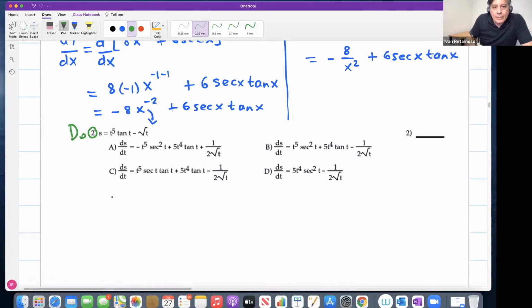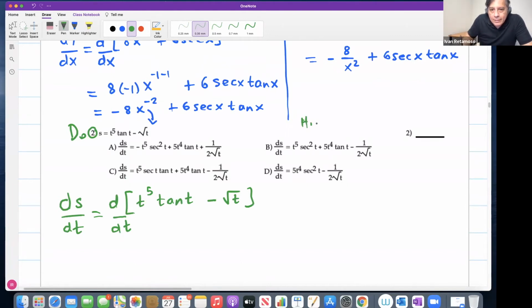Number 2, can you figure out the derivative of this function, the derivative of s with respect to t, of t to the 5th power multiplied by tangent of t minus a square root of t, with respect to t? First hint, use product rule for this part. Once you distribute your derivative, you will have to use product rule for this part. Second hint, the derivative of this guy, when you distribute the derivative of the difference.